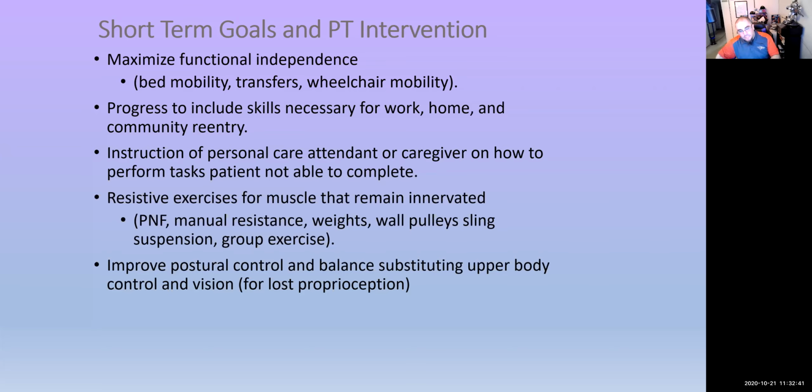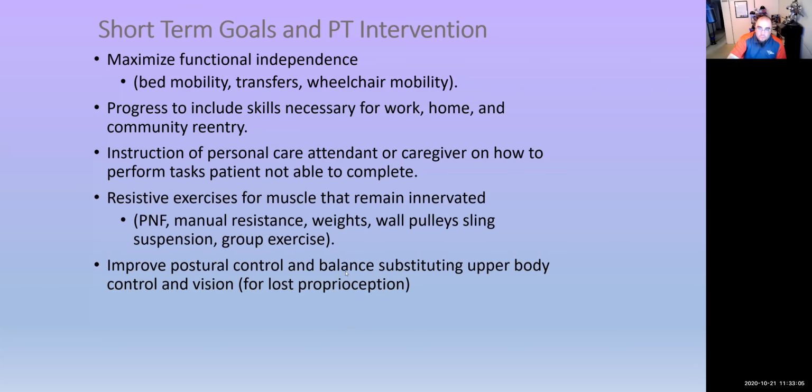Go back to your manual muscle testing book. Go back to your Therex books. Go to that website they gave, the exrx.net. Use wall pulley, sling suspension, group exercises. It's really good to get spinal cord injury patients into group therapy because it makes them feel better that they're not alone. They can see that other people have spinal cord injuries and they're not by themselves.